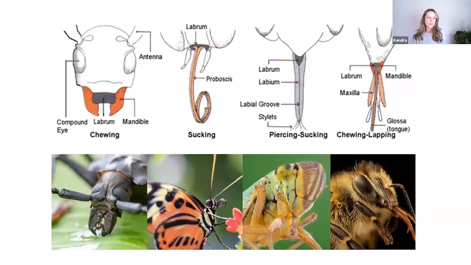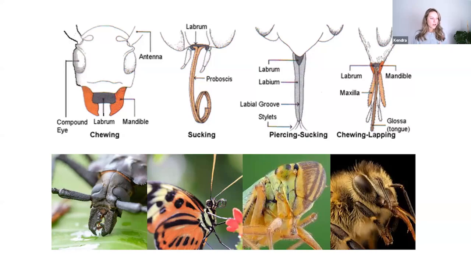Just like their legs, we see specialized appendages in their mouth parts as well. And by understanding how insects feed, it can better allow us to classify these insects, understand what family of insects or what order of insects we're looking at. And it can also help us to better understand our treatment options. So the first one being a chewing type insect. Now, these are insects that have very large mandibles out front. They're very obvious. You also have a labrum and then your compound eye and your antenna.